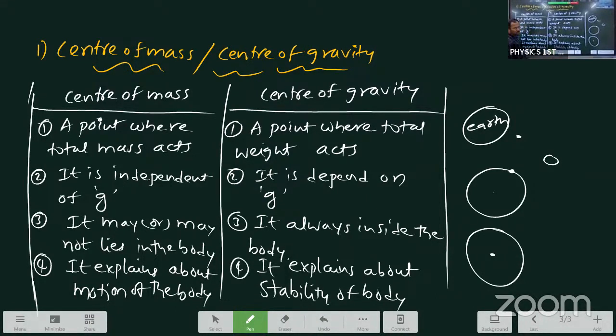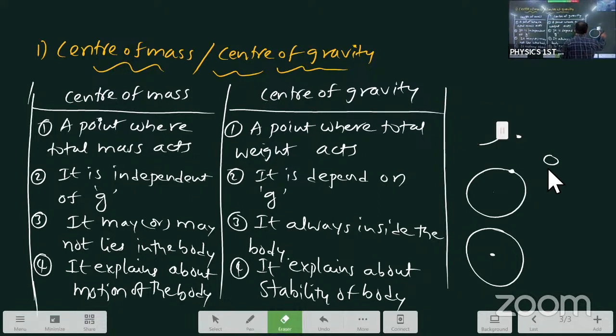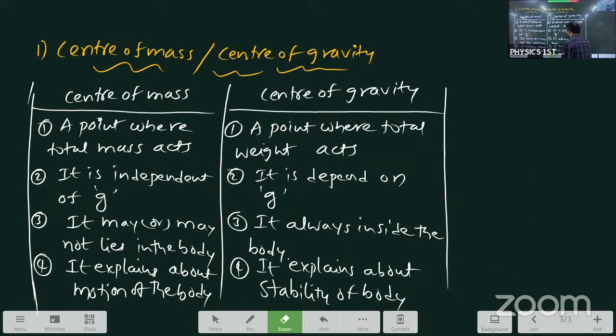It explains about motion of the body. It explains whether the given body is stable or unstable. Overall, this one is gravity related, this one is mass related. Student, question: distinguish between center of mass and center of gravity. CM and CG. This is question number 1, important from system of particles and rotational motion.